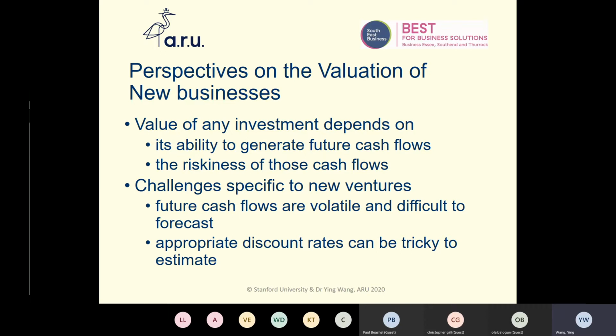The challenge in this valuation is that future cash flows are volatile and difficult to forecast. The other factor is what the proper discount rate is. It can be tricky to estimate the actual discount rate, but of course we will have some proxy to evaluate that.